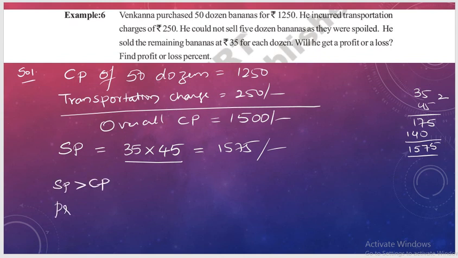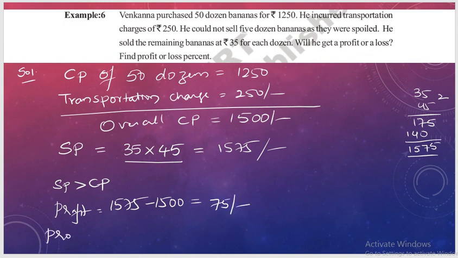So clearly we got a profit. So what is the profit here? Profit is nothing but 1575 minus 1500, which gives me 75 rupees. So this is nothing but the profit.